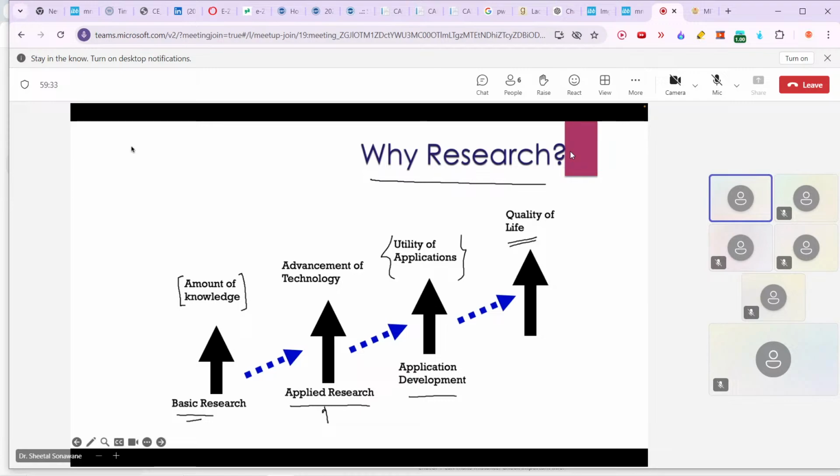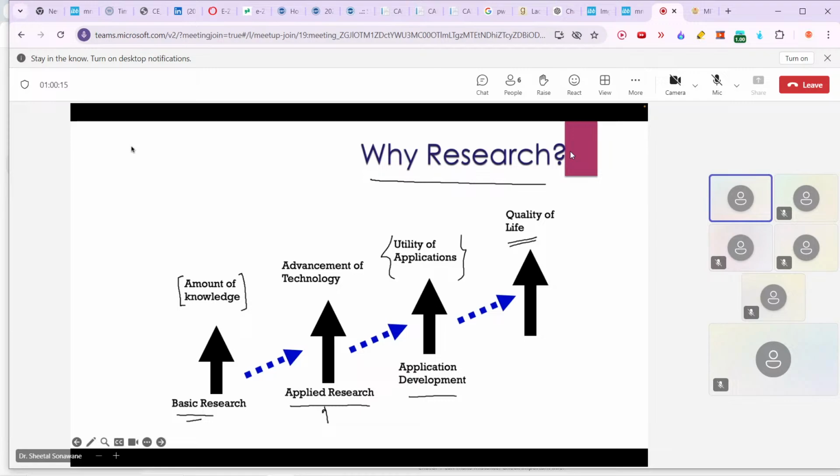Why research? Because we want quality of life. This is our final outcome, right? We wanted to have everything at home in one click. So we wanted to improve the quality of life. So that's why it has been researched, right? There are so many shopping sites which provide you all the shopping material or groceries at one click. So this is for which we need quality of life. We want metro, we want quality of life.